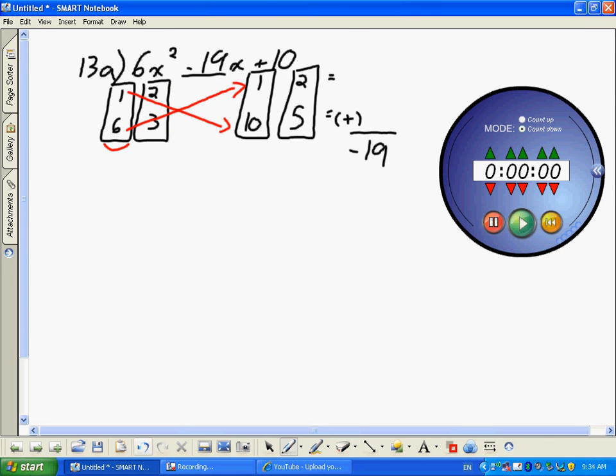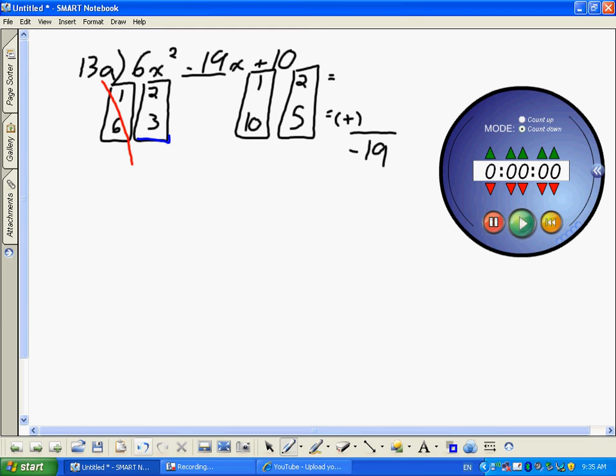1 and 10, 6 and 1. 10 and 6, no combinations. Let's go to the next column. 1 times 2, 6 and 5, 2 and 30, not going to work. 6 and 2, 1 and 5. 12 and 5, no combination of 12 and 5 are going to work. So, I know that this first column is now no good. Definitely not using the first column because none of its factors, when I multiplied them, work.